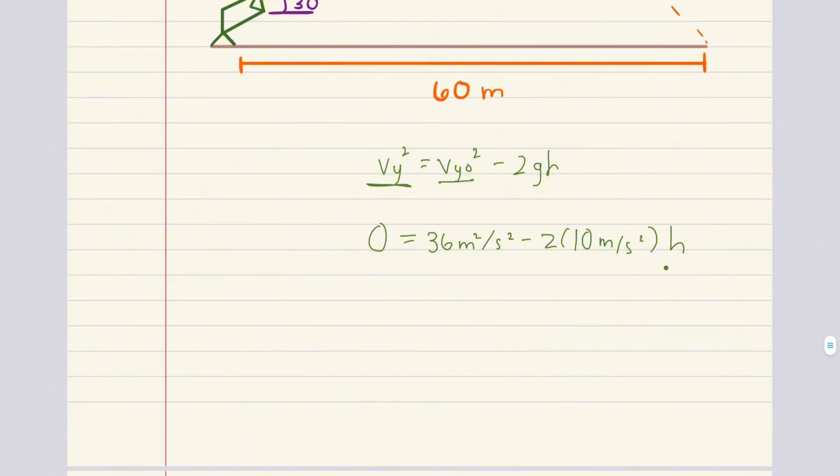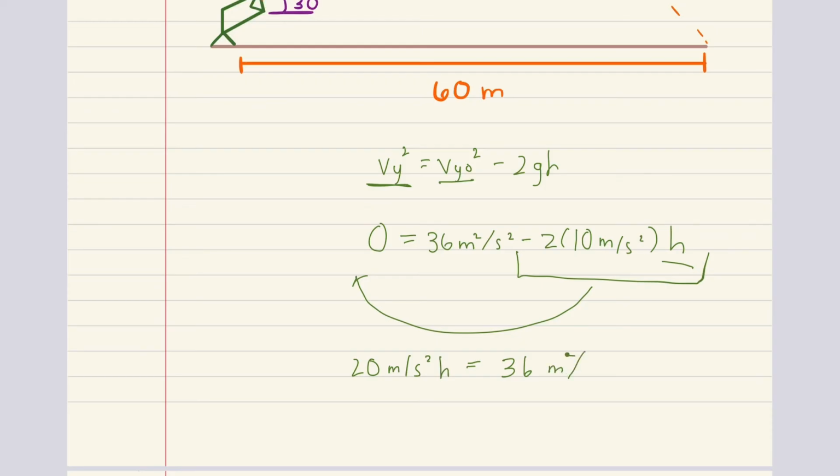So in order to solve for h, we want to isolate that variable. The first thing that we can do is move this term to the other side. So what that's going to give us is 2 times 10, that's equal to 20 meters per second squared times h, and this is equal to 36 meters squared per second squared.